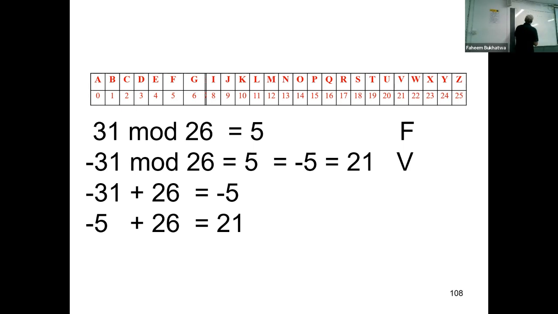So first you convert, what's G? Convert these into numerical values. G is 6, and C is 2, and so on. D and I, which is 3 and 8. So that's really what you want to encrypt: 6238.